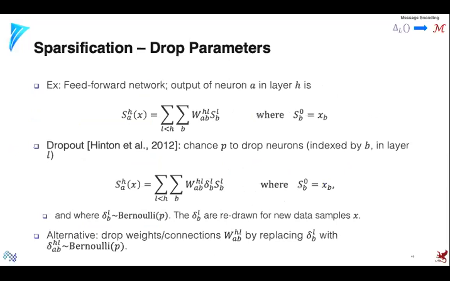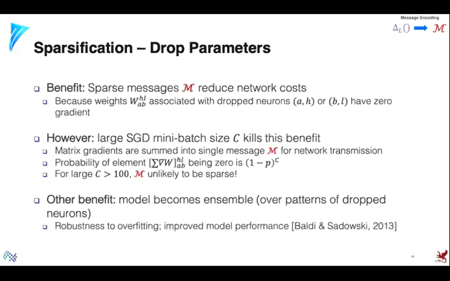Now, we can also reduce the size of messages by making them sparser. A very well-known and famous way to make it sparse is to change the distributed SGD algorithm to essentially drop different neurons. That's the well-known dropout algorithm. You randomly pick some neurons in each layer, and you just delete the weights touching those neurons. And then importantly, you have to pick a different set of neurons for every data sample X in order to make sure this is going to be unbiased on average.